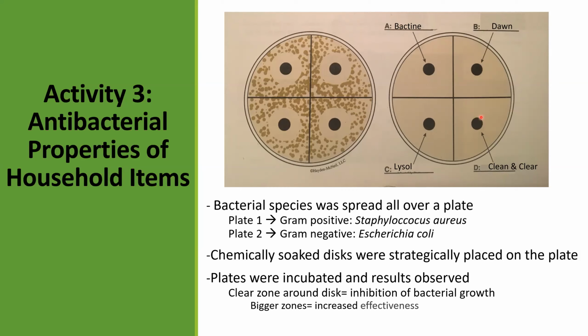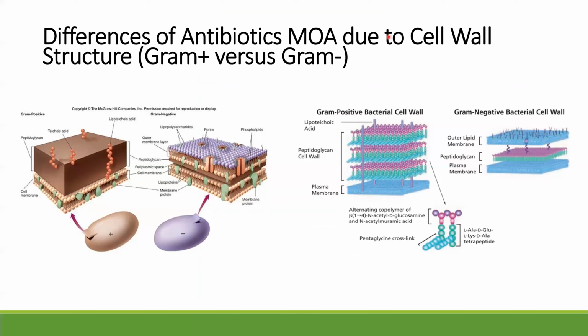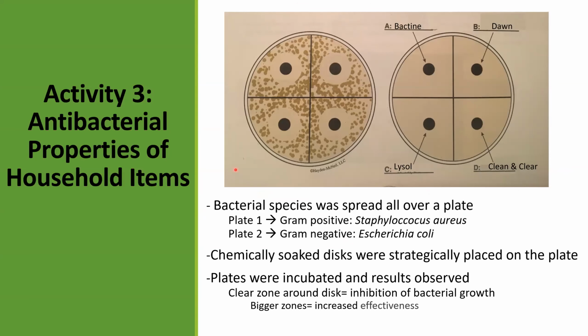So remember, we're using two different bacteria. We're using one that has a gram-positive and one that has a gram-negative cell membrane. So our gram-positive bacteria is going to have this type of cell membrane. Our gram-negative is going to have this type of cell membrane.